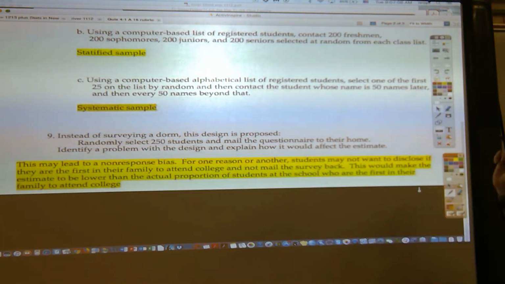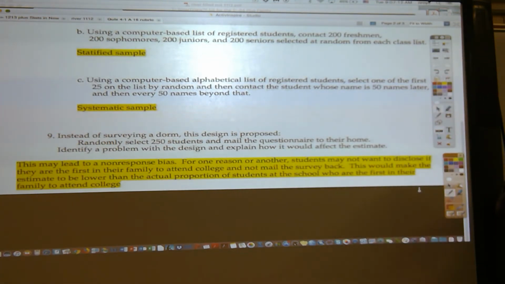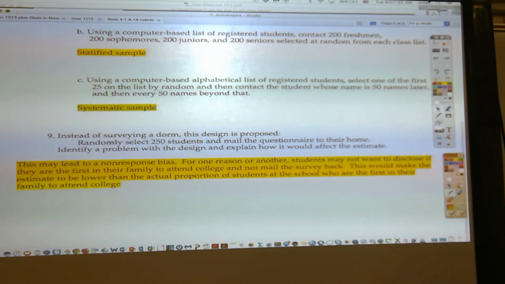Well, that could lead to a non-response bias. It's not the fault of the survey engineer, but you get a lot of people not responding. For one reason or another, students may not want to disclose if they're the first in their family to attend college and not mail the survey back. This would make the estimate lower than the actual proportion of students at school who are the first in their family to attend college. So, anyway, I just want to make sure you had exposure to a practice quiz there.